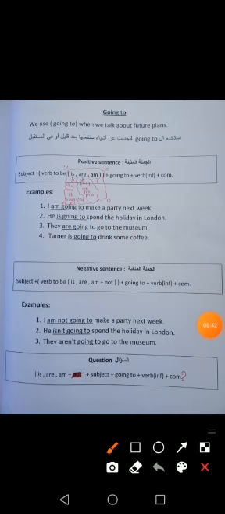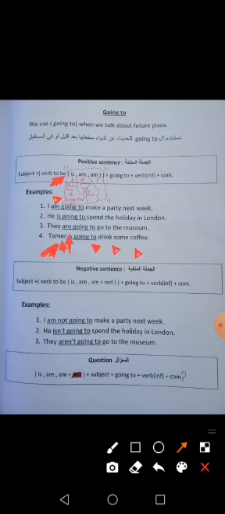The last one: Tamer is going to drink some coffee. Tamer is a singular noun, اسم مفرد, one person, right? If the subject is a singular noun, we use is. Look, Tamer, singular noun, we use is.